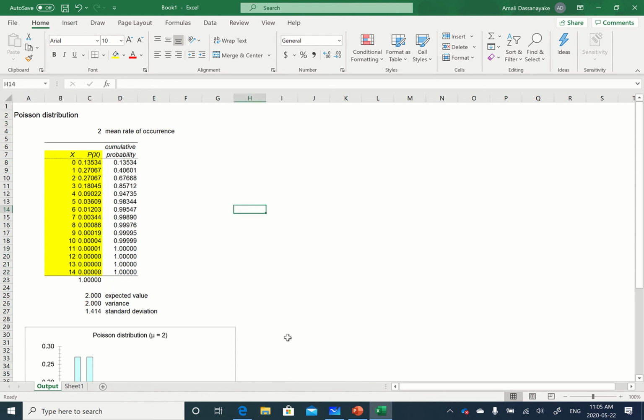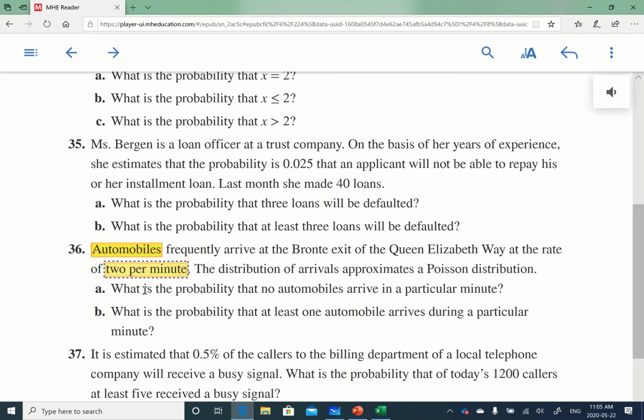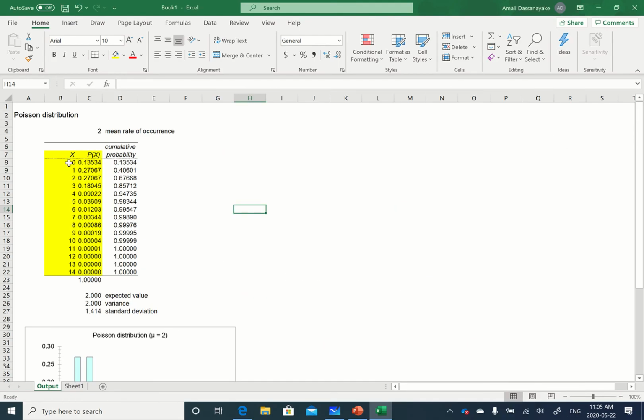Okay, so now if you look into the questions again, it says, what is the probability that no automobile arrives? That means you simply read this number. So no automobile means the number of automobiles is 0. So this is the probability, 13.53%.